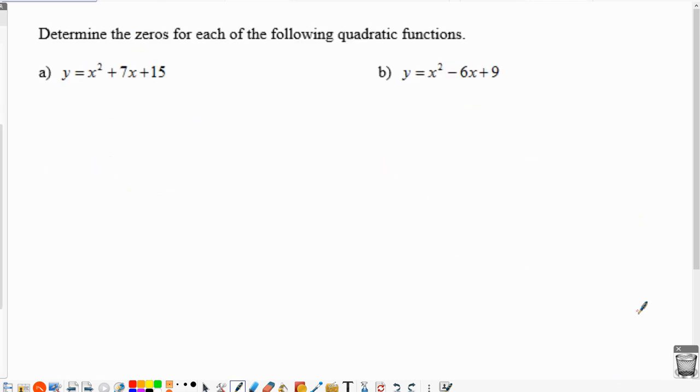Determine the zeros of the following functions. Set y equals 0. If we want the zeros, we set y equal to 0. And you should ask yourself, are there 2 numbers that multiply to 15 and add to 7? 1 and 15? No. 3 and 5? No, almost.